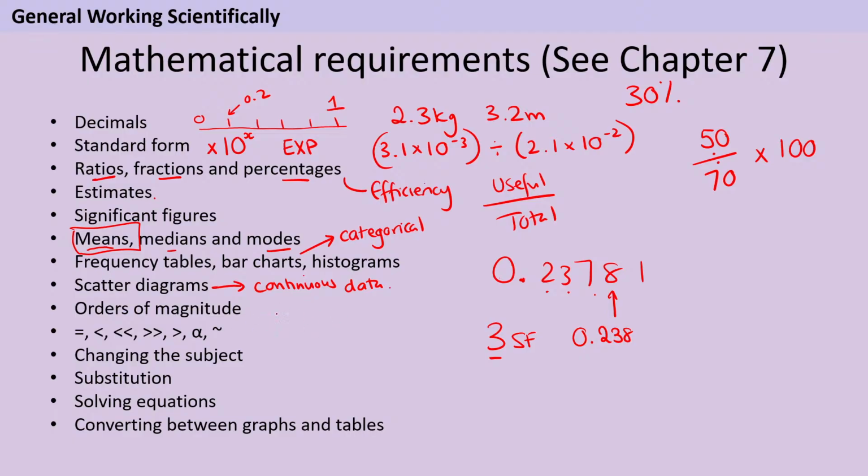Orders of magnitude. So if I've got a number like that, and then I've got a number like this, then I would say that this one is 1,000 times smaller than this one. That's orders of magnitude. With an order of magnitude, it's not an exact number of times it's bigger or smaller. If it's 10 times bigger, that's 1 order of magnitude. If it's 100 times bigger, it's 2 orders of magnitude.